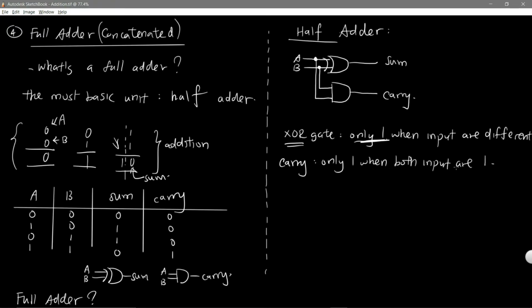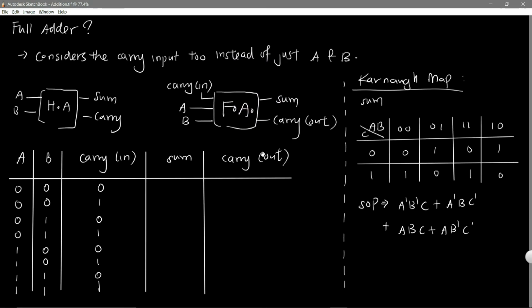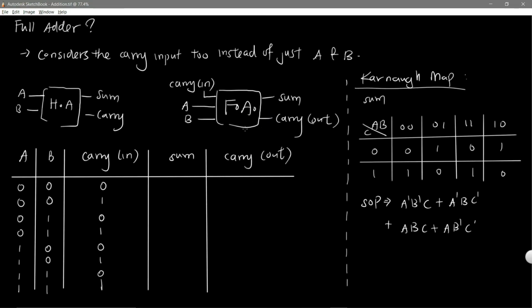And then carry is only 1 when both inputs are 1, and that is exactly the working principle of an AND gate. So this is a half adder here. So what's a full adder? A full adder is basically two half adders concatenated so that it can take in 3 values instead of 2. So the other value that a full adder takes in is the carry input.